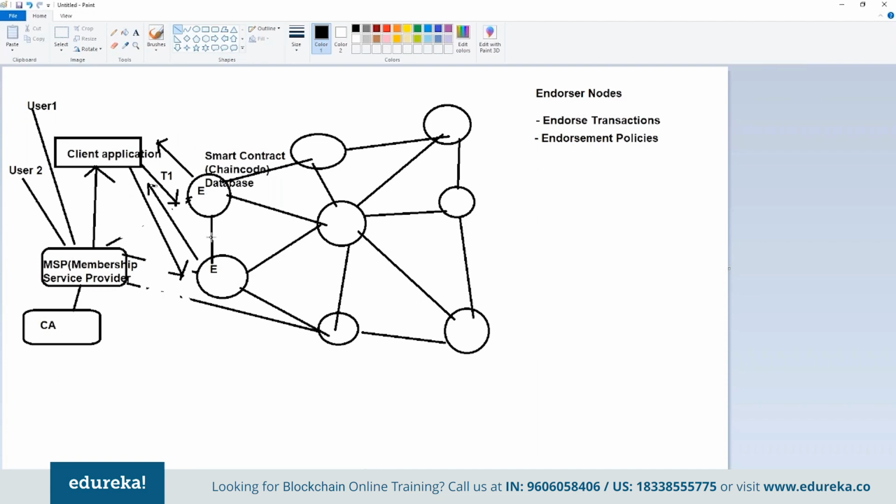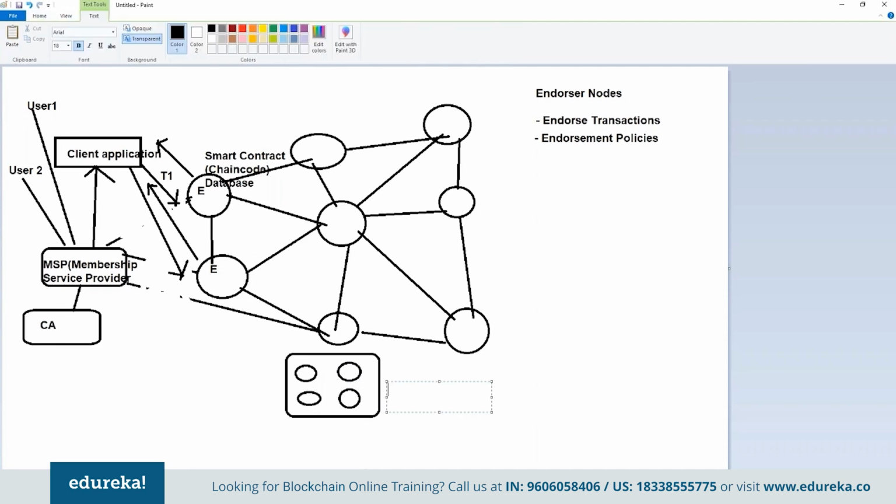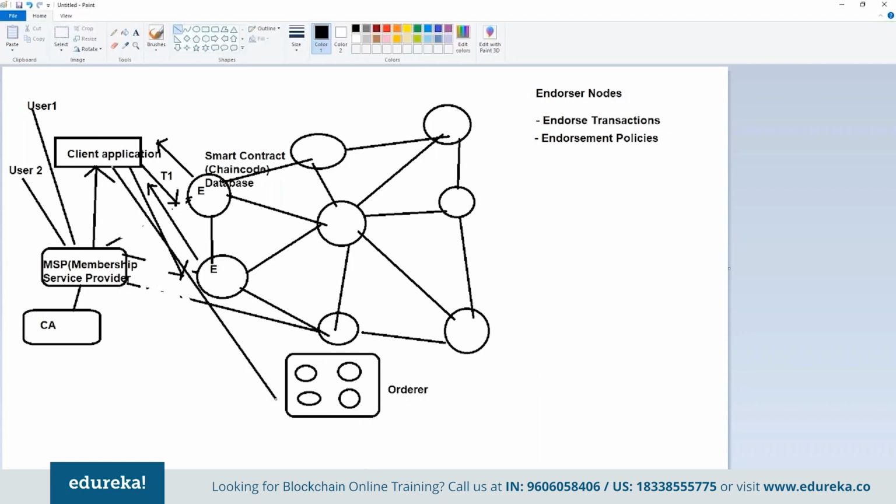Now the client application gets these endorsed transactions along with the sign of the endorser, a digital signature that this particular endorser has signed this transaction. Now there is another set of special nodes in Hyperledger which are called orderers, and orderers are represented like this. So basically ordering is represented as a service, but they are nothing but special nodes. So this is how you represent an orderer. Now what the client application will do is send these validated transactions to the orderer.